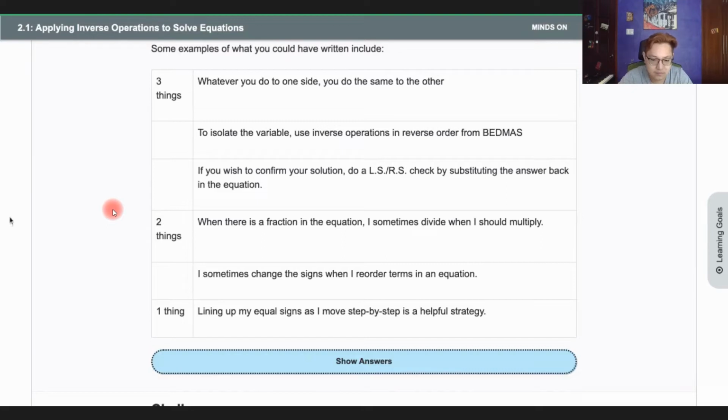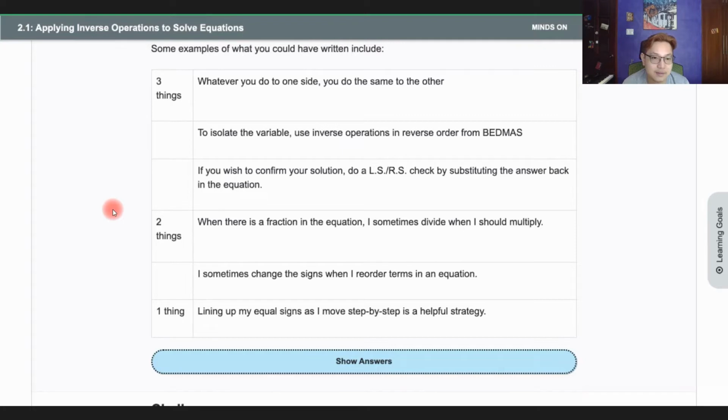The third one is if you wish to confirm your solution, do a left side, right side check. So you have to substitute that back into the original equation and check it. If it's the same, then you know that you're right. If it's not, oops, you have to go back and check again. That's the three things.